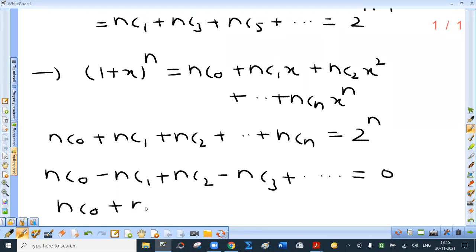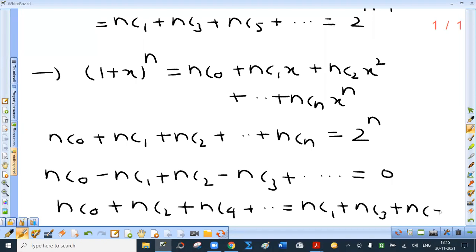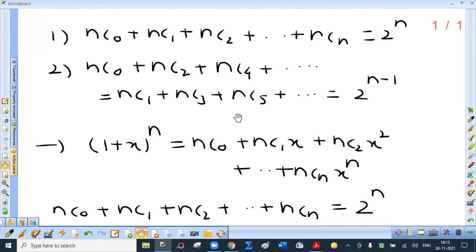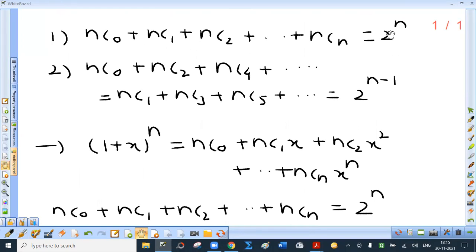So NC0 plus NC2 plus NC4 plus dot dot equals NC1 plus NC3 plus NC5. That is, the sum of even binomial coefficients is the same as the sum of odd binomial coefficients. But note that their sum itself is 2 raised to n. We have already proved this. See, this total sum is 2 raised to n.